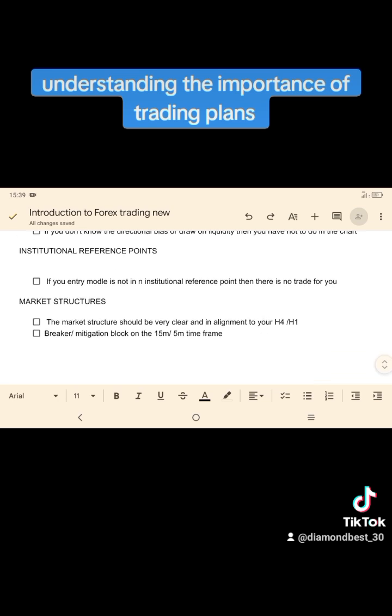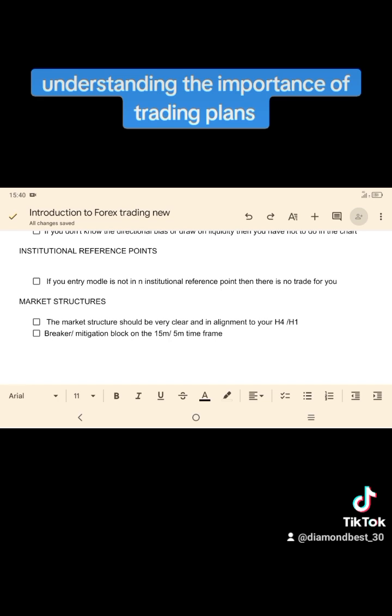Now we have market structure. The market structure should be very clear for you to trade the market. You don't just wake up and see that there is no clear direction of the market and you trade. No. When the market structure is clear, what do you expect? You expect to see some things in the market, and we say breaker block on 5 minutes time frame or 15 minutes time frame. That means it's telling you that okay, this market is ready.